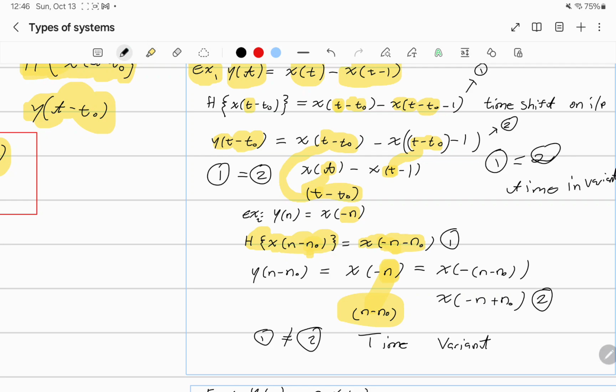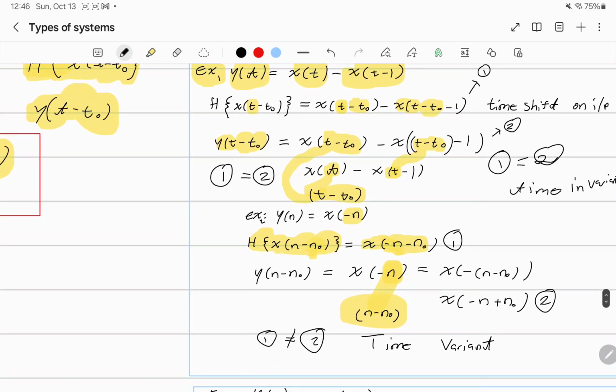Now I do a shift on the output. So I substitute n minus n naught for n, as you can see here. After I do that, I get x of minus bracket n minus n naught, which is different. So equation 1 is not equal to equation 2, so you have a time variant system.